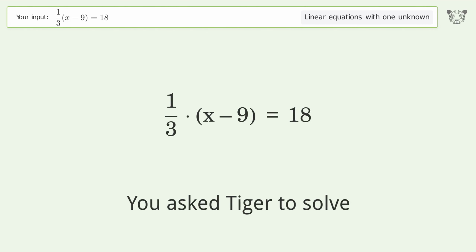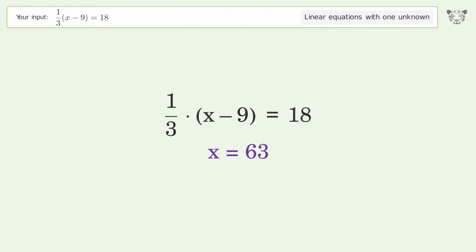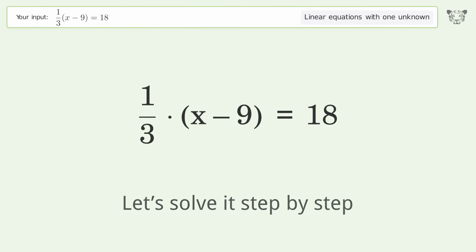You ask Tiger to solve. This deals with linear equations with one unknown. The final result is x equals 63. Let's solve it step by step.